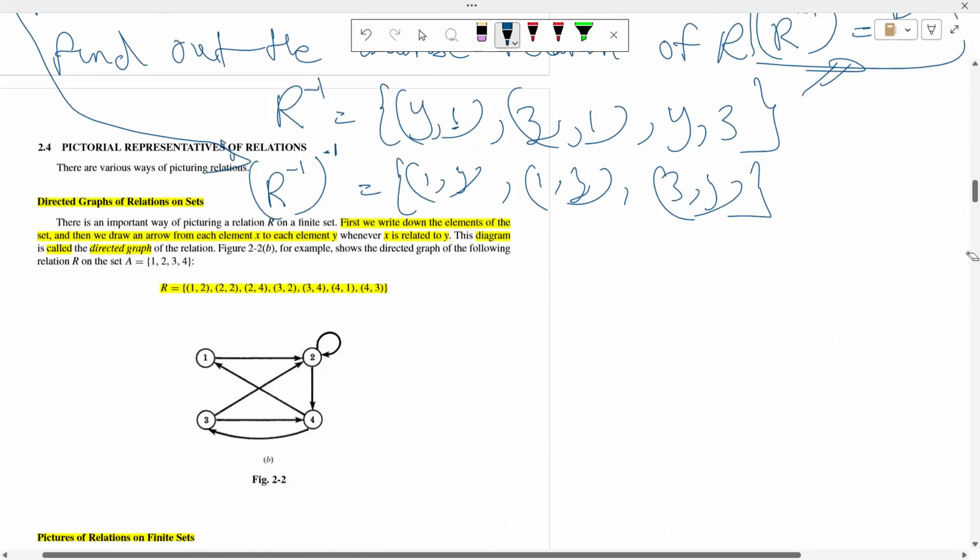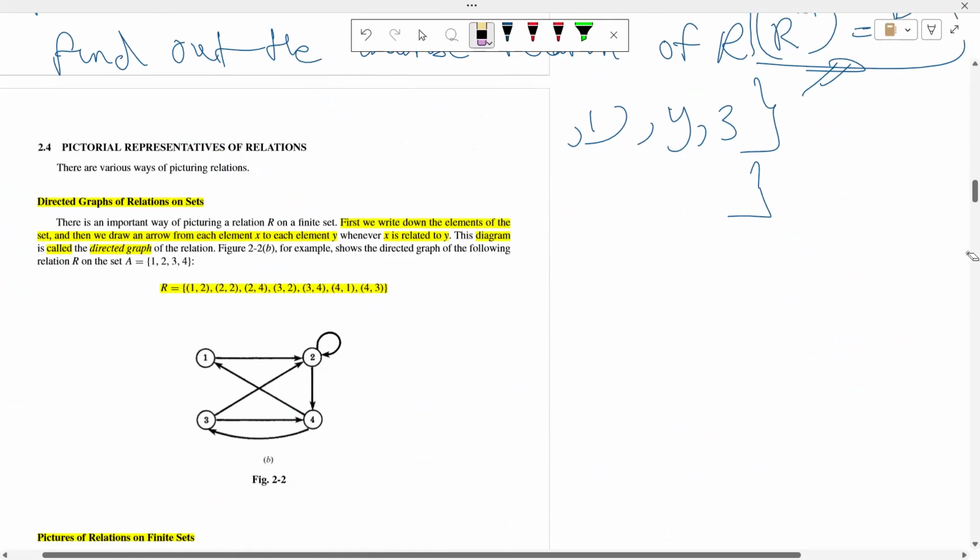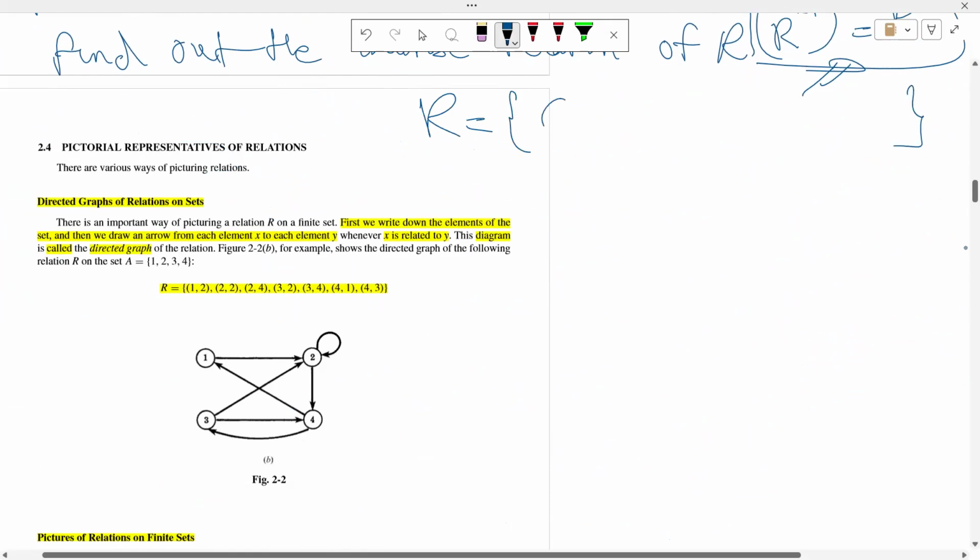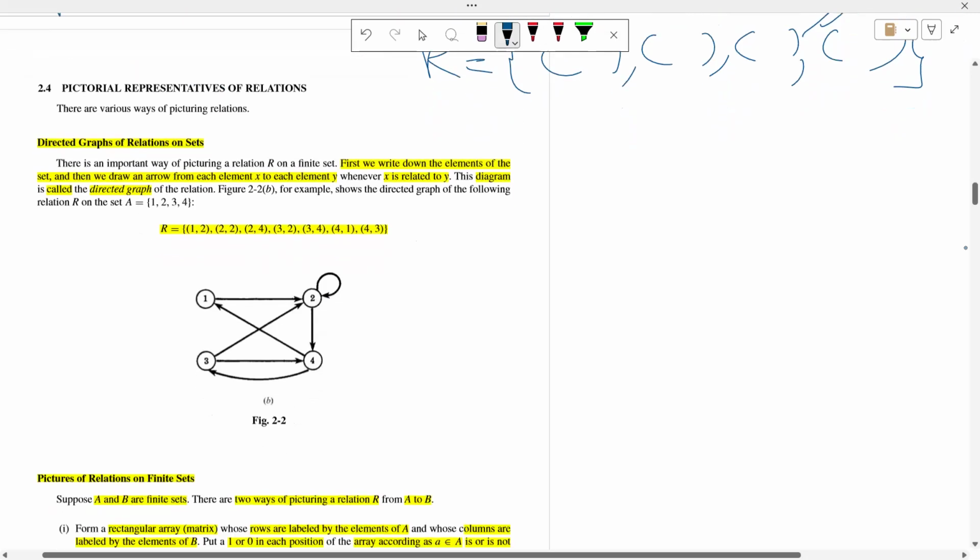Now we will look at the pictorial representation of a relation. Up to now we have been writing the relation as ordered pairs this way. Also, we can denote the relation as a pictorial representation. By using a graph, we can represent the relation. We will look at two or three different types of pictorial representation of relations. The first pictorial representation is the directed graph.